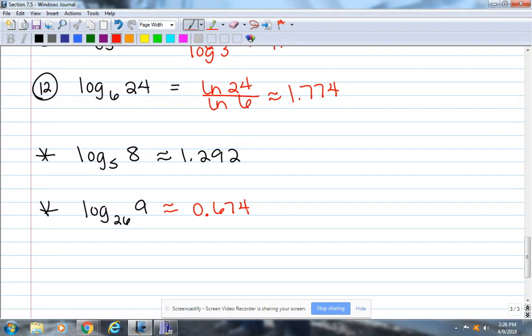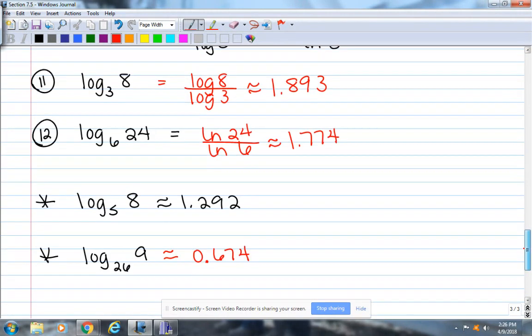So that's change of base formula. Is everybody okay with change of base formula? Really simple. Put it in the calculator. Base goes on the bottom.